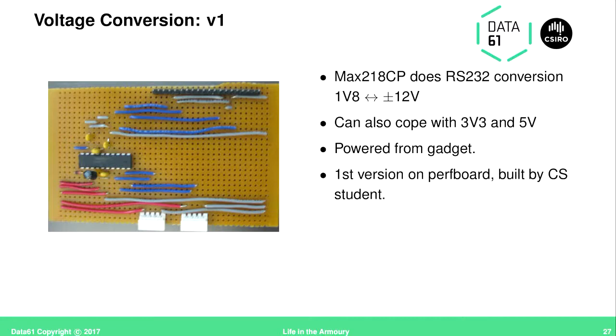This is essentially a MAX218CP chip. That's a chip which does 1.8 volt or 3.3 volt or 5 volt, two RS232 levels. It has two drivers in each direction. So because we only care about receive and transmit data, we can drive two gadgets off each one of these things. But they've both got to be the same voltage. So we can drive two 1.8 volts or two 3.3 volts. It's pretty neat. This particular one is designed to hook directly onto the Odroid. So those two connectors there are the same as the serial port on the Odroid. So it makes it easy.